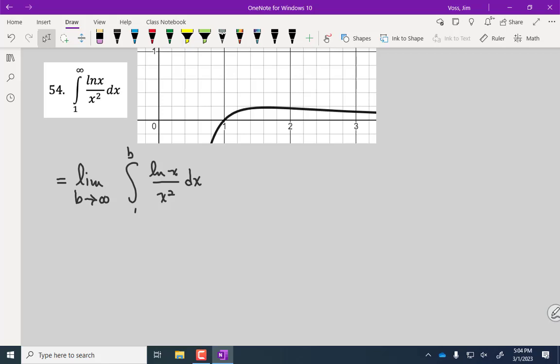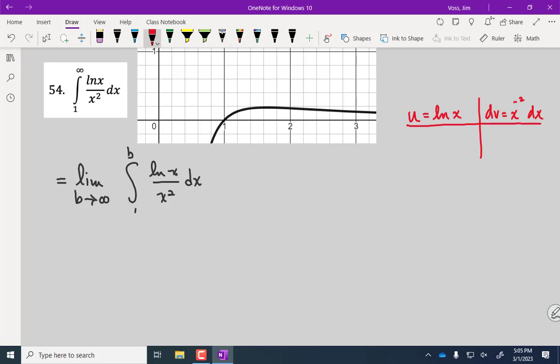What about integration by parts? We have a product of functions. Right, that's a product. Division is a product. It's natural log of x times 1 over x squared. So we're going to do integration by parts. So we're going to have u equals natural log of x. That's the natural choice, because we don't know the antiderivative. So dv is going to be x to the minus 2 dx.